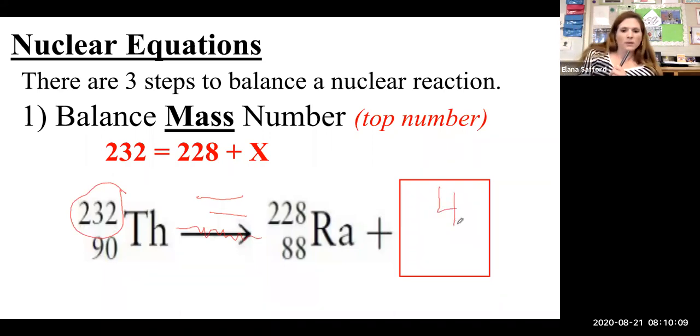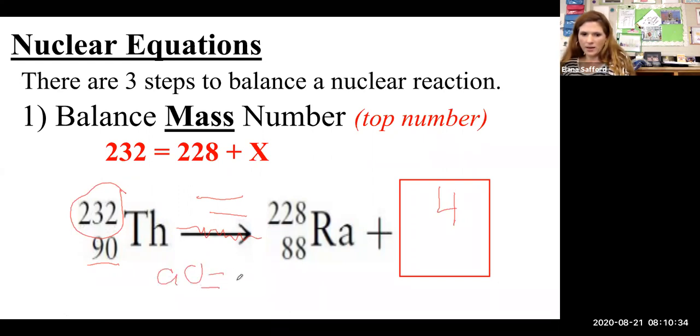Okay? And then the next thing you want to do is to balance the bottom number, right? So that's the atomic number. So you want to think the same thing. 90 is equal to 88 plus something. Okay, think about it like algebra. So you can say 90 is equal to 88 plus x. So 88 plus what is equal to 90? That would be 2.